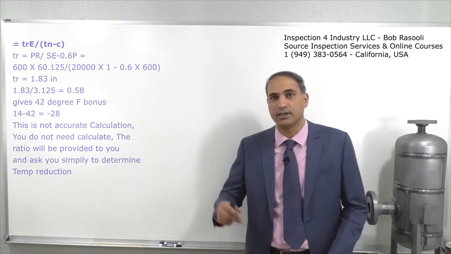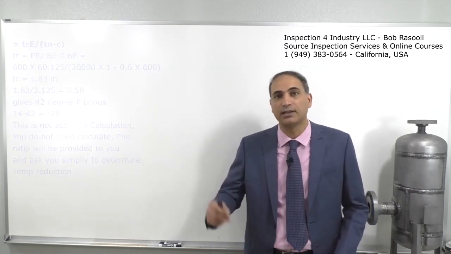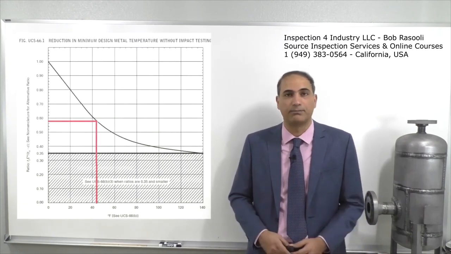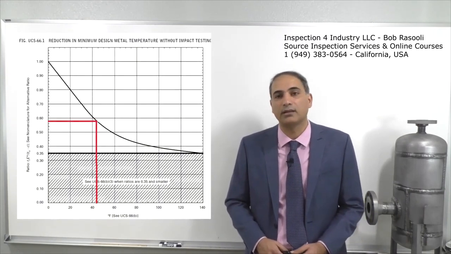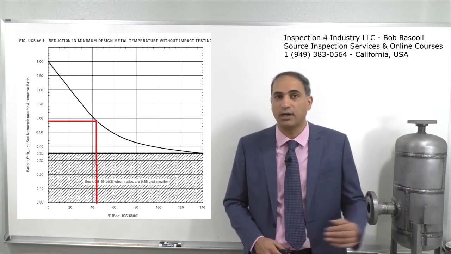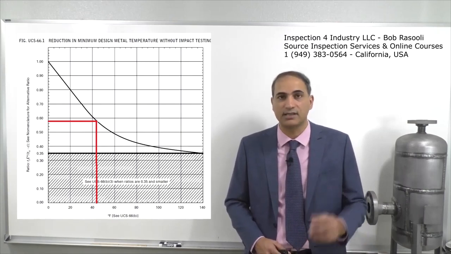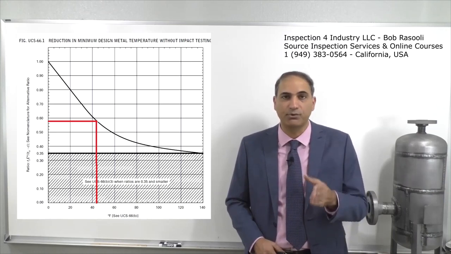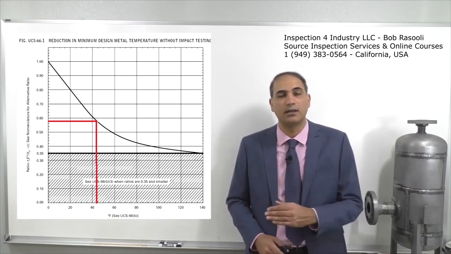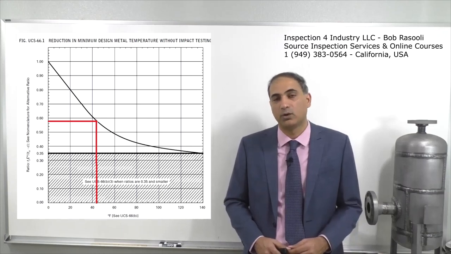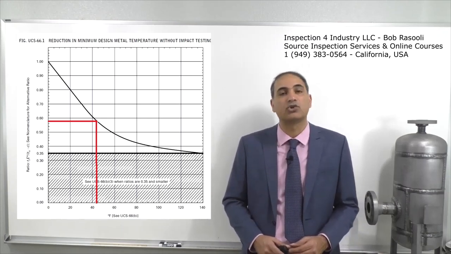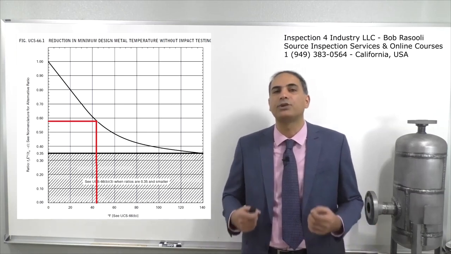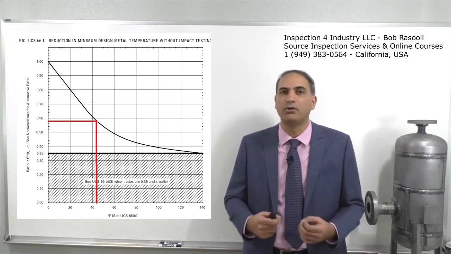Allowable stress, then the higher thickness that we have in here, and then the lower pressure. You can see I look at the 0.58, I draw a horizontal line, it crosses the curve at some point, and I draw a line from the cross point down to the horizontal axis, and it crosses at 42 degrees Fahrenheit. So actually I'm getting a 42 degree Fahrenheit bonus for this.